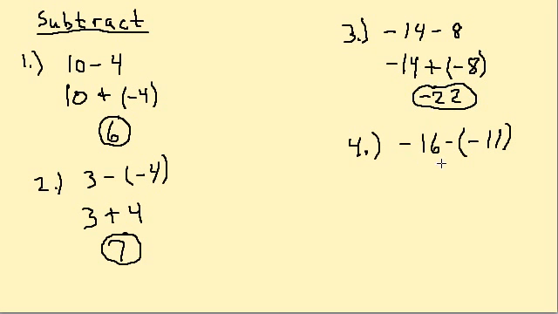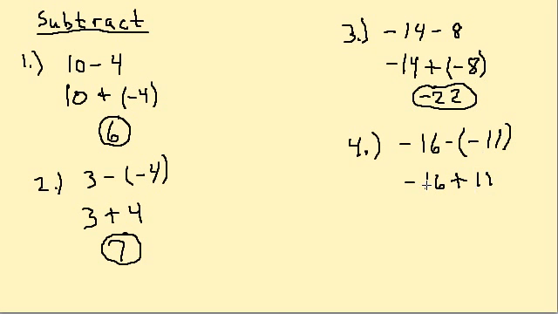And let's look at number 4. Negative 16 minus negative 11. So I've got negative 16, and instead of minus, I have plus, change it to addition, and change the sign of negative 11 to positive 11. And I follow the rule for addition.